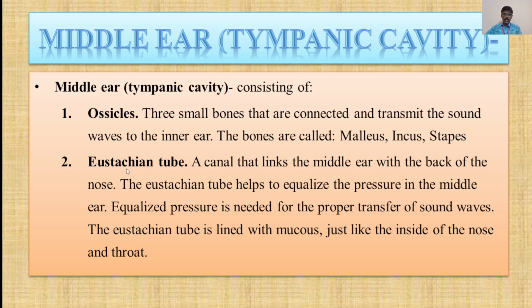Then the second part is the eustachian tube, a canal that links the middle ear with the back of the nose. Now this is called the eustachian tube. The eustachian tube helps to equalize the pressure in the middle ear. The equalized pressure is needed for the proper transfer of sound waves. The eustachian tube is lined with mucus, just like the inside of the nose and throat. Now these are the two parts of the middle ear, ossicles and eustachian tube.